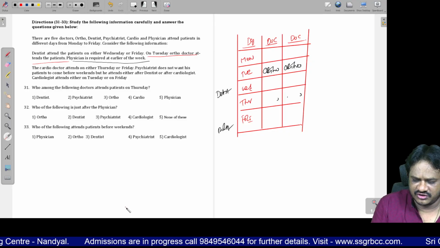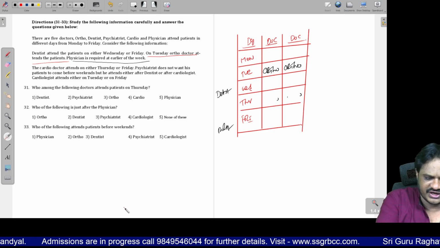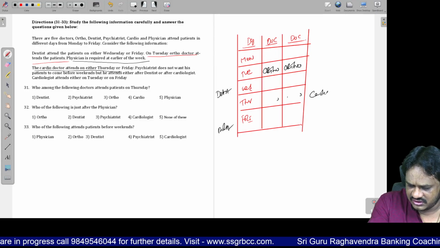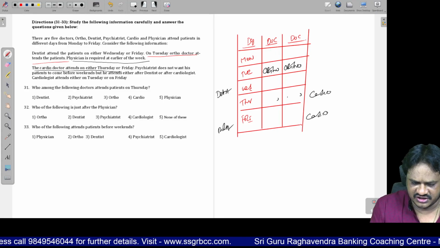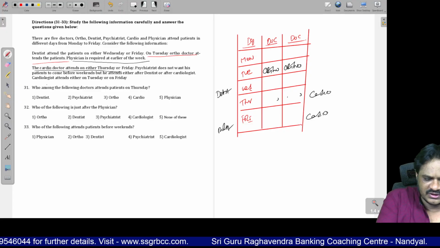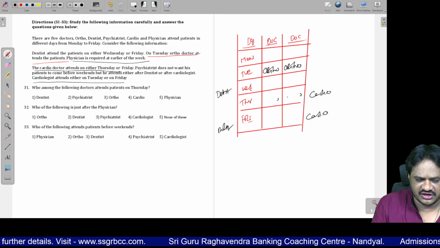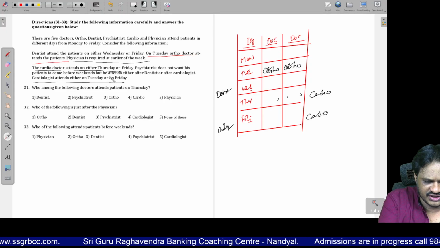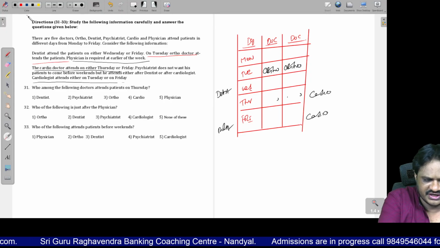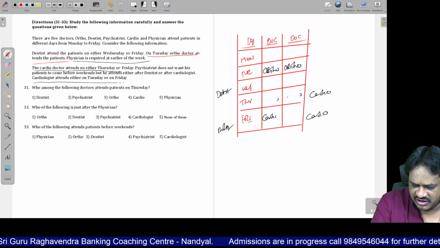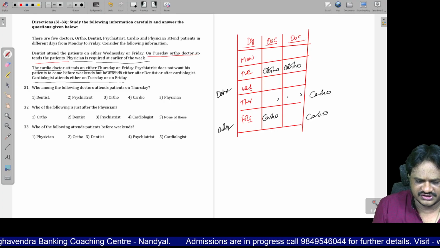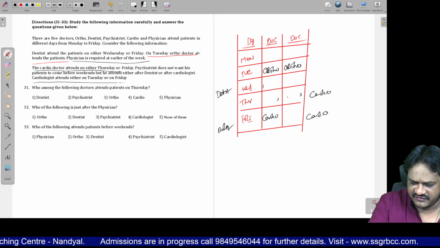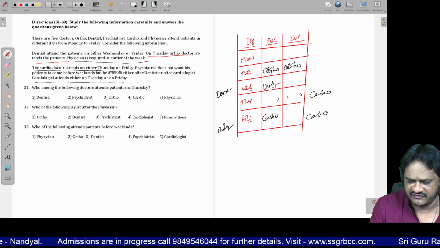Now cardio attends either on Thursday or on Friday. Then cardio attends either on Tuesday or on Friday. So cardio attends either on Thursday or on Friday, and cardio attends either on Tuesday or Friday. In both the cases, Friday is common. So definitely cardio is Friday. If cardio is Friday, dentist is on either Wednesday or Friday. So dentist will be definitely on Wednesday.